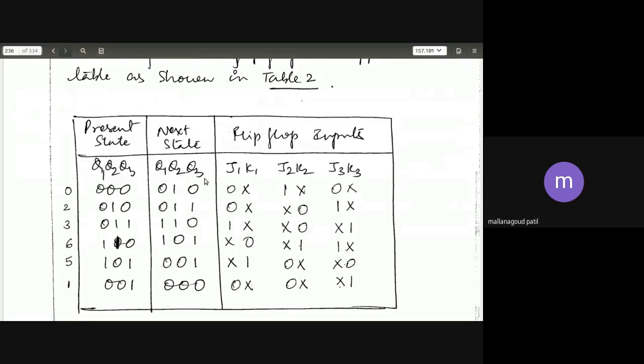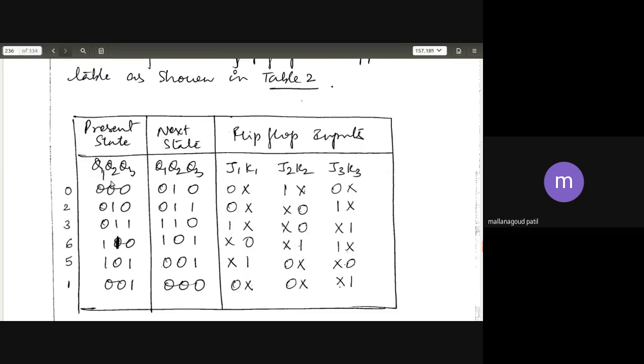You take only the Q1 column, not Q2, Q3. Q2, Q3 you can leave for both the present state and next state columns. Only concentrate on Q1. How is Q1 written here? Present state column 0, 0, 0, 1, 1, 0. Next state column Q1 will be 0, 0, 1, 1, 0, 0. Okay, now you concentrate.